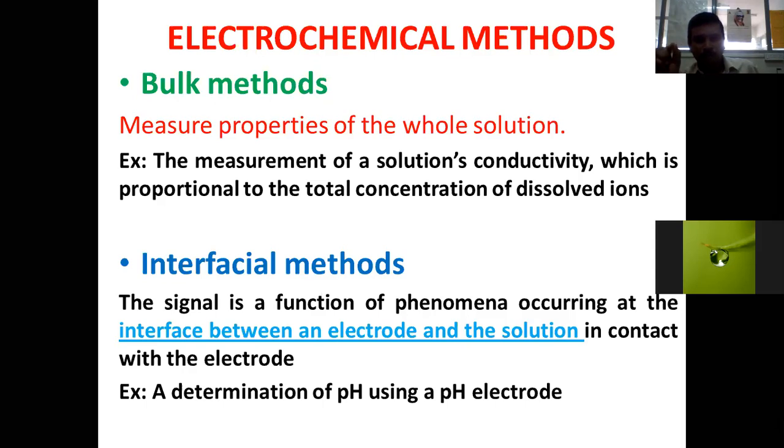So the signal, whatever we are going to measure in interfacial methods, is in respect to only the interface between an electrode and the solution which is in contact with the electrode. Say, for example, measurement of the potential or the pH. pH means there is a glass electrode. We will be using a glass electrode.